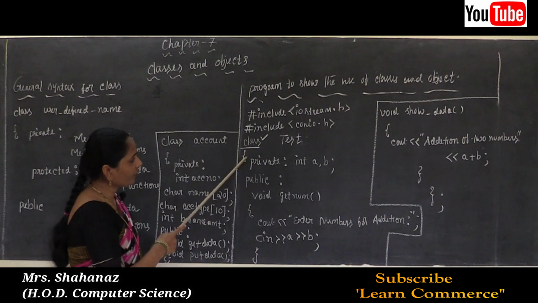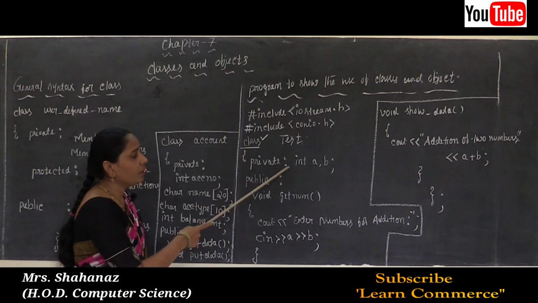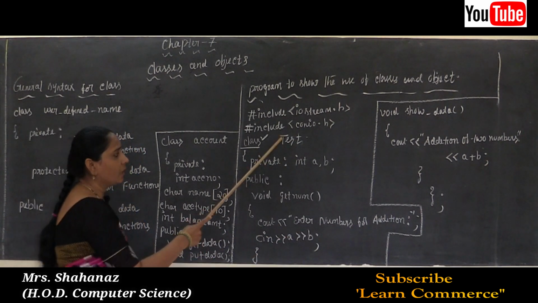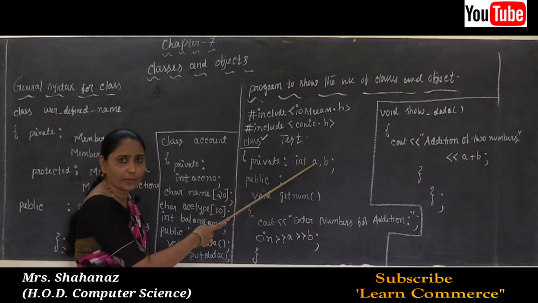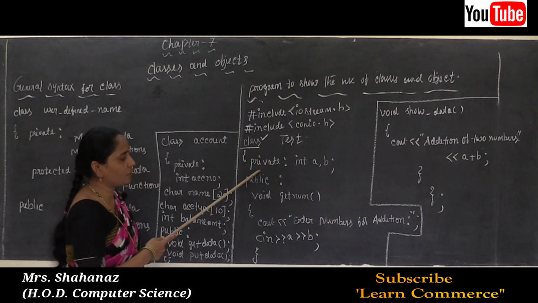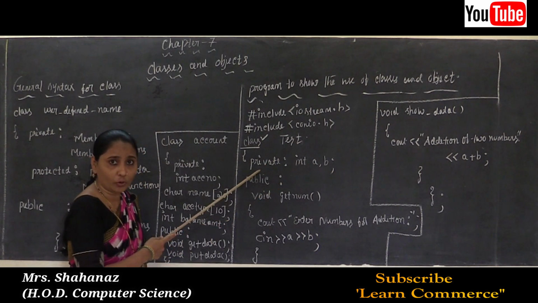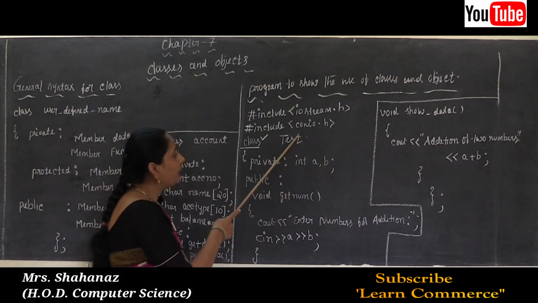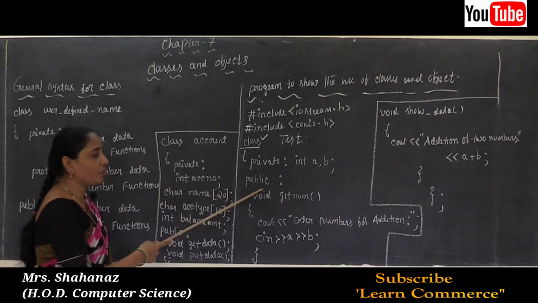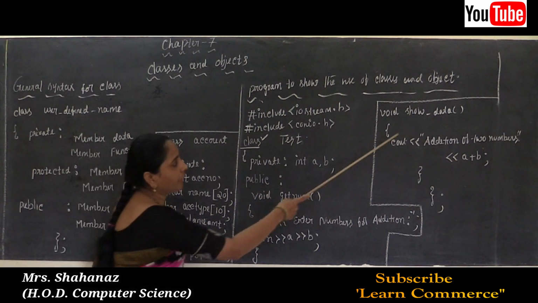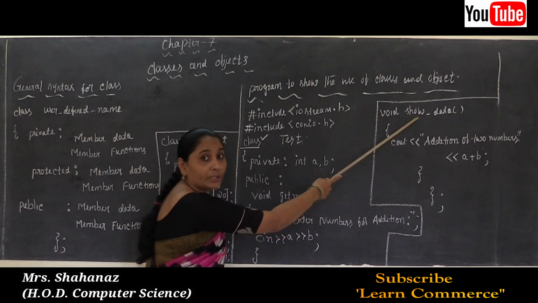So a and b are the member data of the class test. Why? Because member data are declared by using the access specifier private. And the member functions are, the first member function is getNum and the second member function is show data.